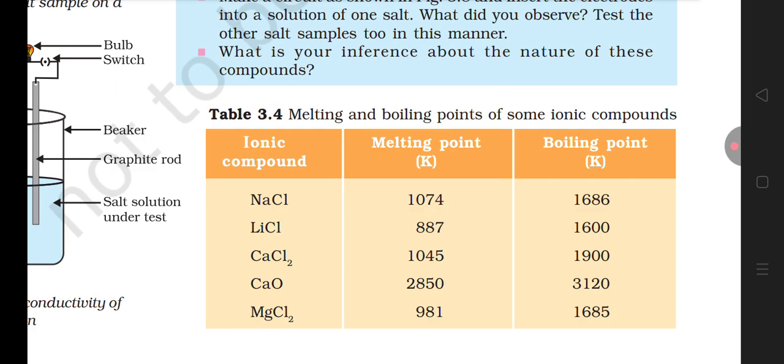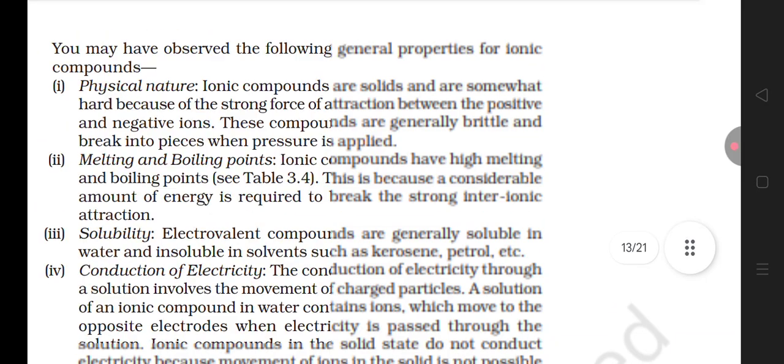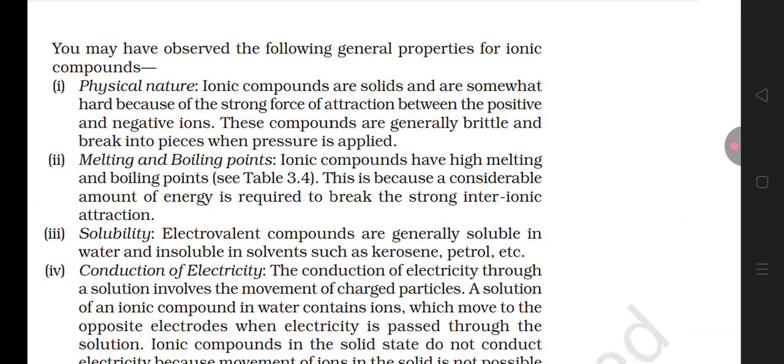You may have observed the following general properties of ionic compounds. What are the general properties of ionic compounds? Let's see. First is physical nature. Ionic compounds are solid and somewhat hard because of the strong force of attraction between ions. You must have read in chapter 1 of your class 9 science book, Matter in Our Surroundings, that matter which has a very high force of attraction is solid. Because they have a very high force of attraction between them, they are solid.